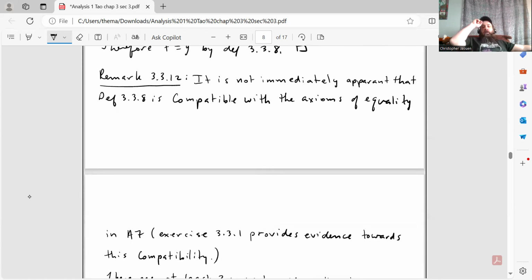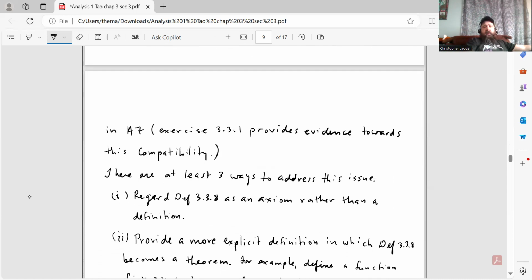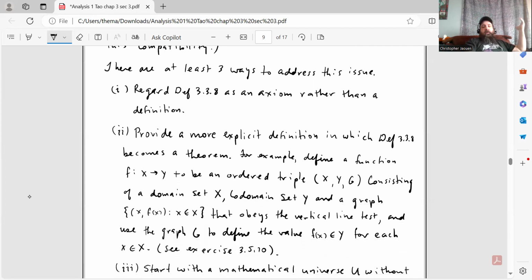Okay, remark 3.3.12. It is not immediately apparent that definition 3.3.8 is compatible with the axioms of equality from Appendix A, section 7. And we'll explore that in exercise 3.3.1. So when I make the video on the exercise set for this section, that's the first problem that we'll look at. There are at least 3 ways to address this issue, possibly more, but he lists 3 different ways to address it here.